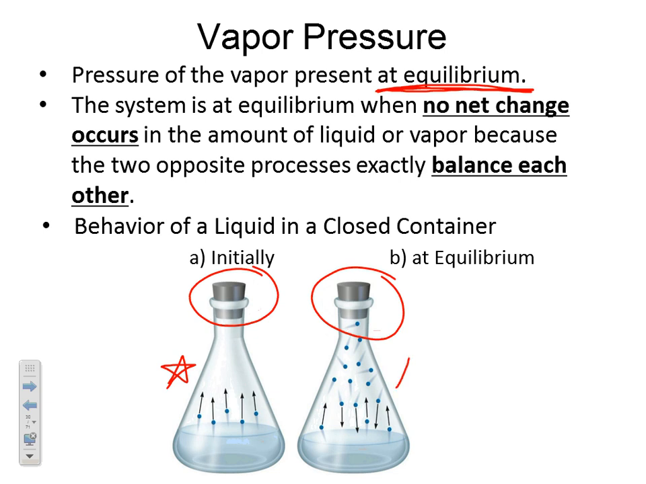But in the second one, where I have no net change, where the amount of liquid that's evaporating is equal to the amount of liquid that is condensing, the two processes are balancing one another out. Now I can start to talk about the vapor pressure of this particular system. If it was open, then your liquid would just keep evaporating, because your closed system is now actually incredibly large. It would be the size of the building or the size of the room.